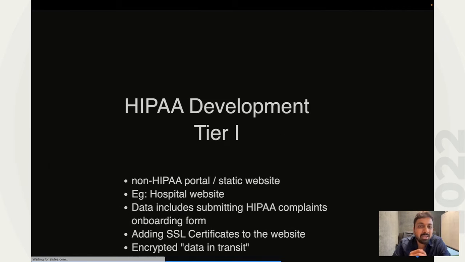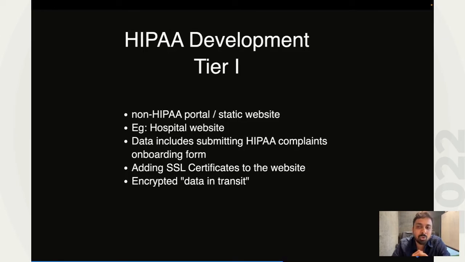In order to make it HIPAA compliant, we can add an SSL certificate to the website. What an SSL certificate does is encrypt all the data going through your network, so that it becomes very difficult for hackers to identify what data or information has been relayed from your website to the internet.